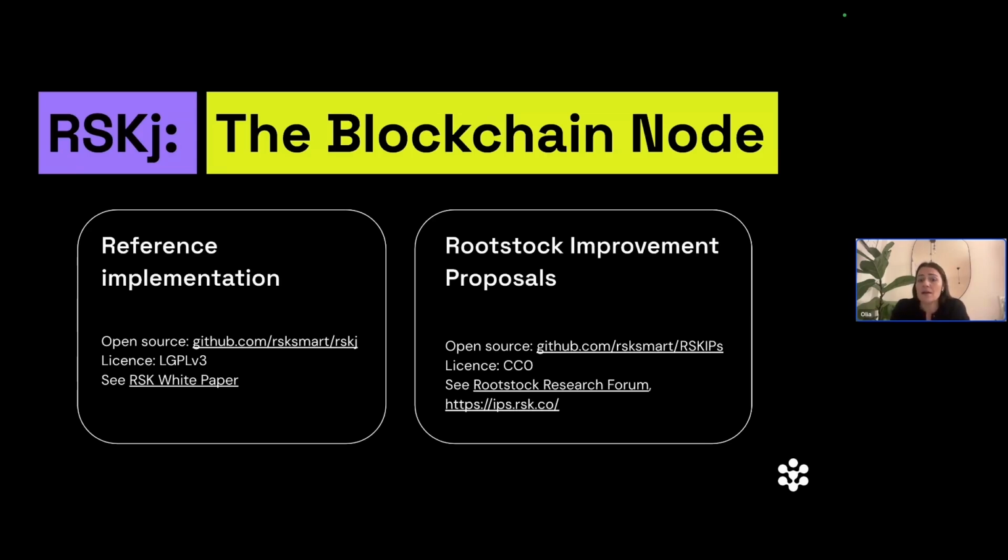Now, Rootstock improvement proposals. Similar to EIPs, RSKIPs, improvement proposals, are also open source. They live on GitHub. It's basically a bunch of markdown files that you can check out. And there is also a forum that has the proposals in a more categorized, nicer way for consumption. But feel free to check either of these out.